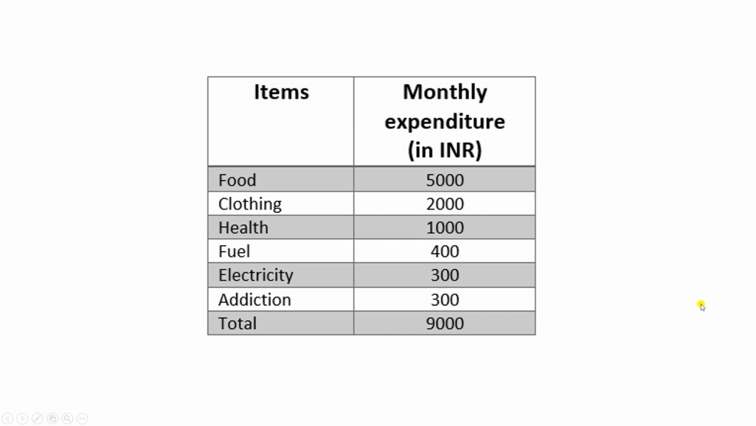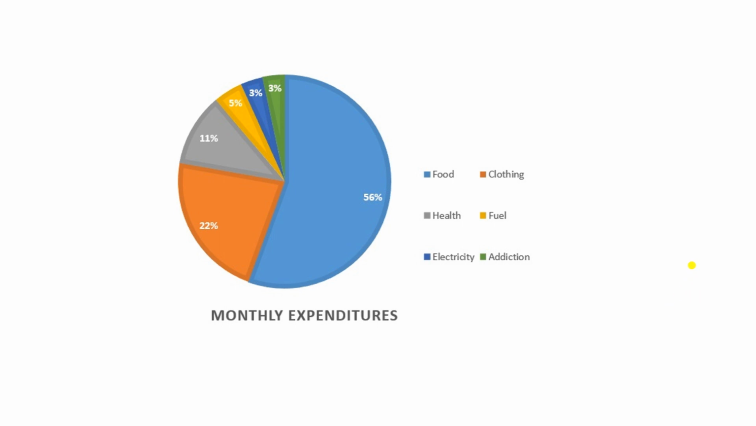If we express the same table in a diagram, I would say the best way should be a pie chart. So, this is an example of a pie chart. Here all the items on which the expenditures have been made are expressed as different wedges of a circle. Pie means circle.